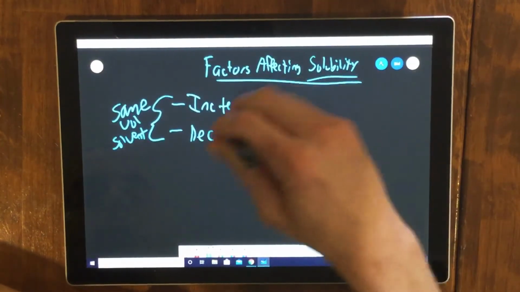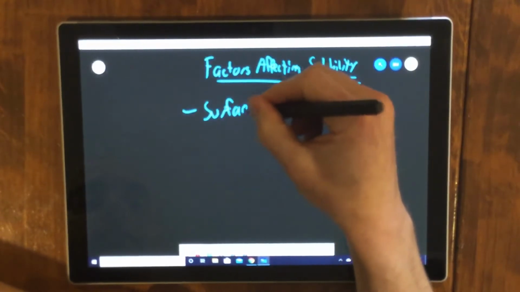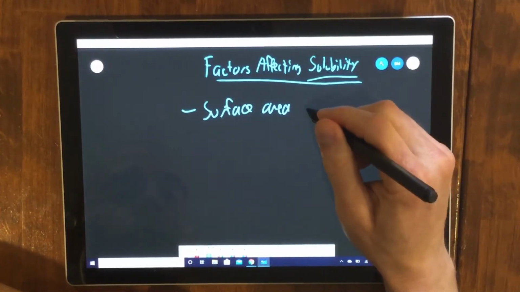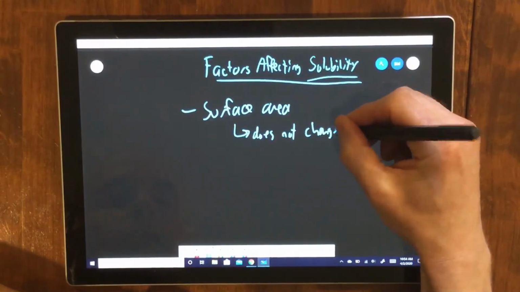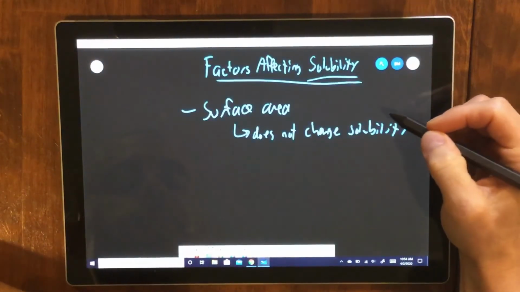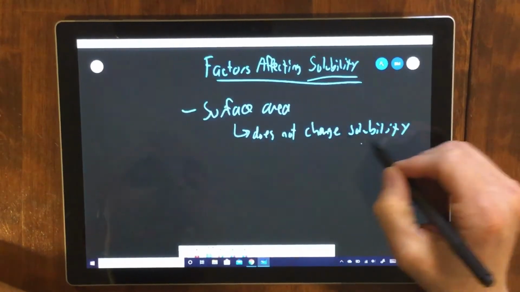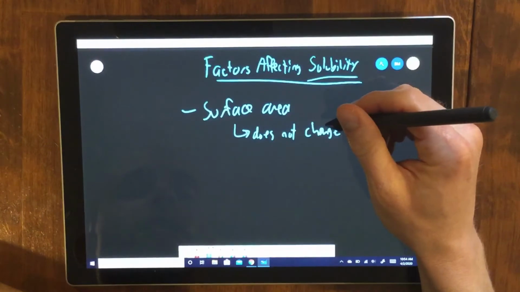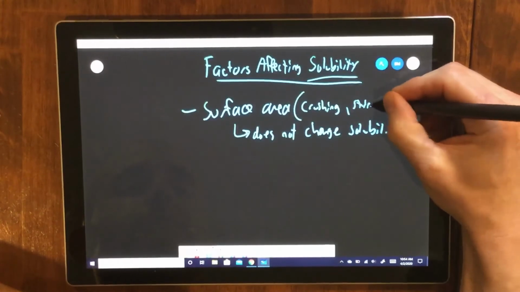And one thing I wanted to talk about, two things. Really, surface area is the biggest one. Now, surface area does not change solubility. If something is going to dissolve, it will dissolve, or it will not dissolve. Increasing or decreasing surface area does not change that. What I mean by surface area is a couple things: crushing something into a powder, or stirring.